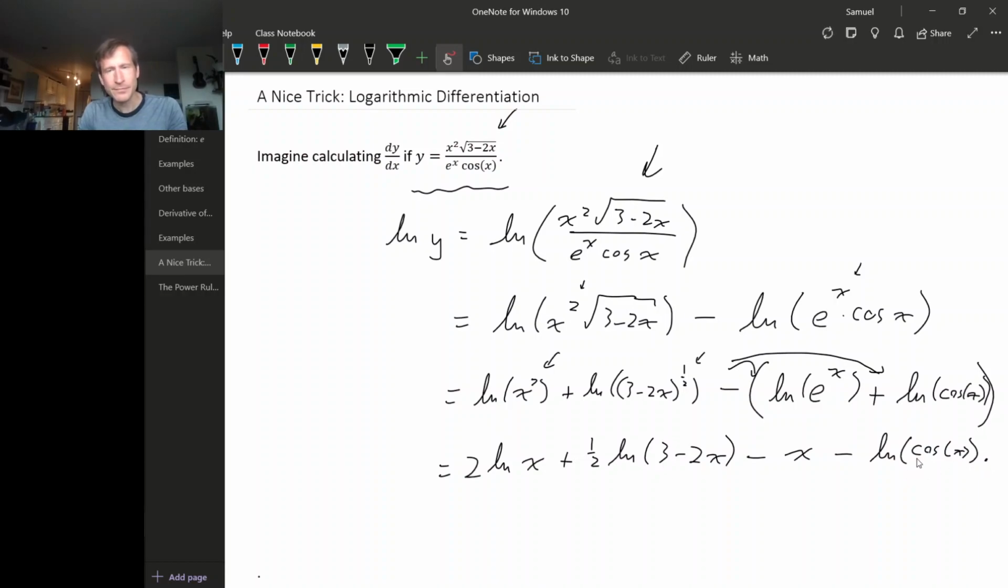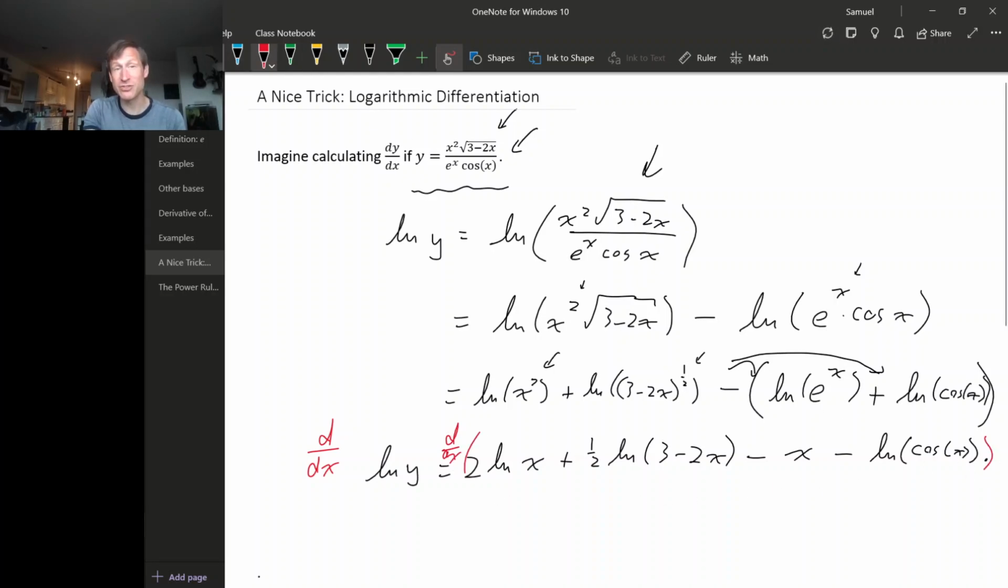Okay. Now at this point, we haven't calculated a derivative yet, right? All we have done so far is taken a natural log of both sides of this equation. So now let's take a derivative. But you can see that this thing on the right, taking its derivative is going to be a lot easier than taking the derivative of the thing we started with. So what we get here on the left, we do have to be a little careful to remember that we're taking a derivative with respect to x on both sides of this equation, right?